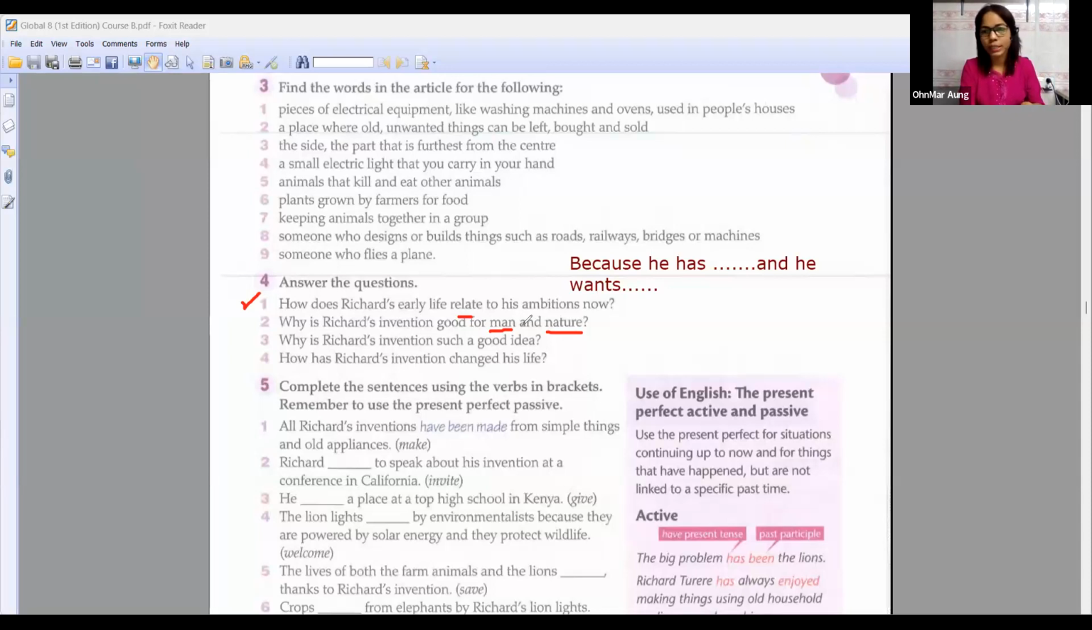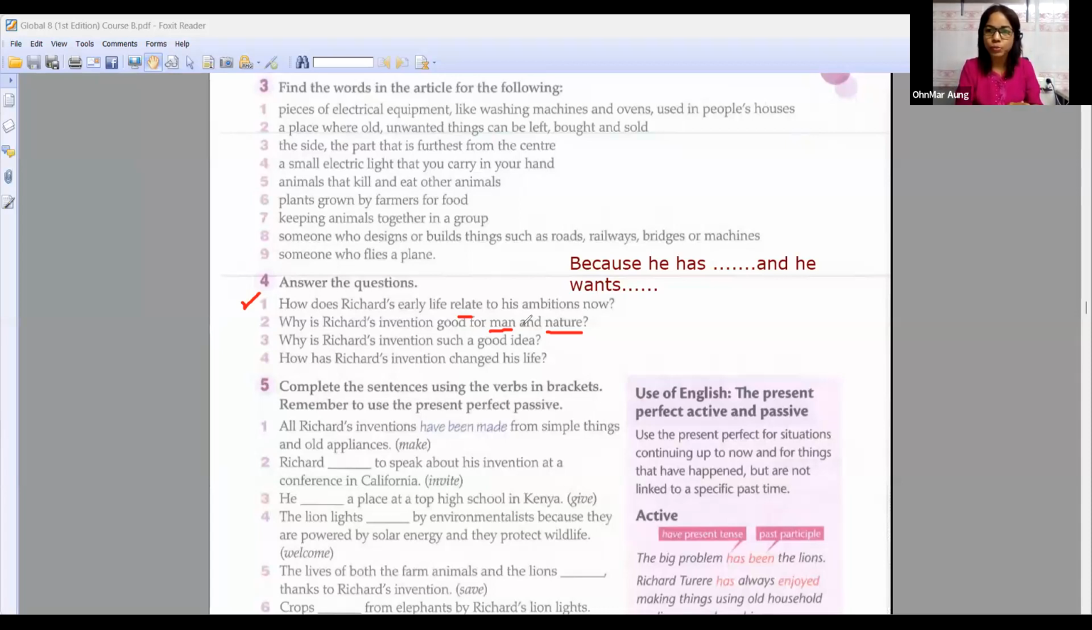Ben's answer is based on the second paragraph. Lion Lights have not only helped the farmers, but also the lions, because many lions have been killed by farmers trying to protect their animals. All right, that is the main point. Protect the animals and their crops. You can take some words from the last sentence, otherwise the answer will be very long. Do you understand? So it is a win-win situation.